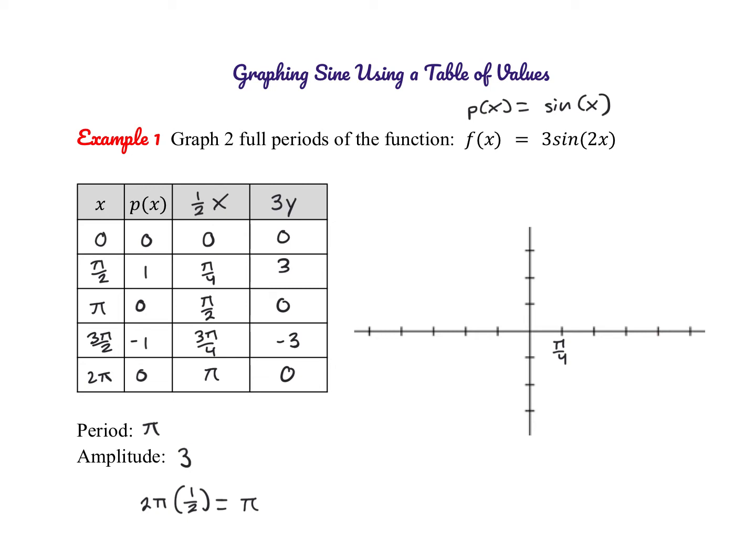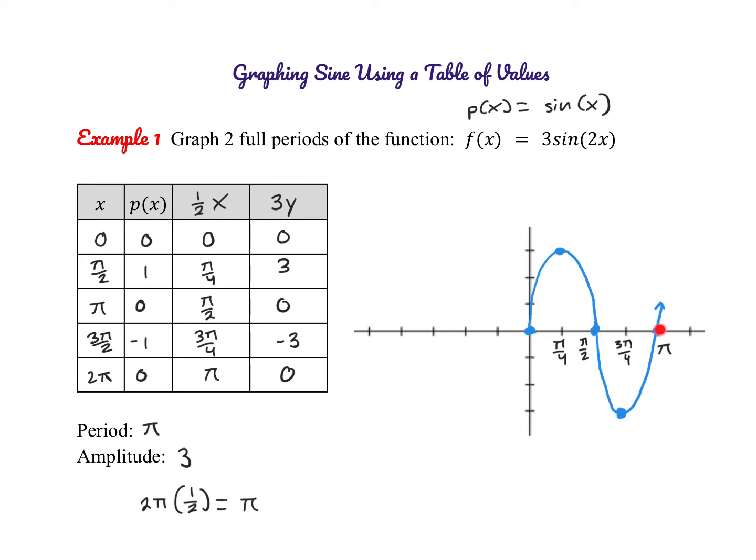So if we plot our points, we have (0, 0), (pi over 4, 3), (pi over 2, 0), (3 pi over 4, negative 3), and (pi, 0). So this would be one full period, and you can see that it has completed a full cycle of its graph in the distance of just pi units. So again, this would be at pi over 2, this is 3 pi over 4, and this is pi, because we're counting by pi over 4.